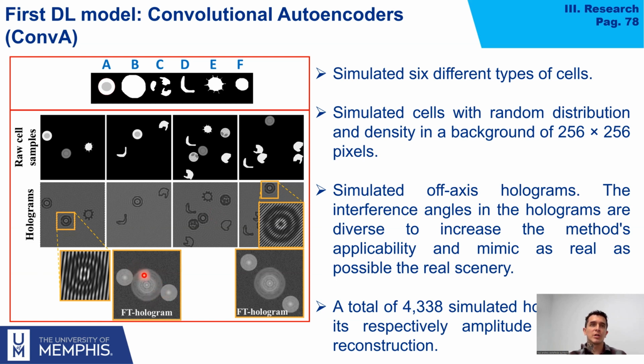In this Fourier transform, in the direction of this fringe, you can see that there are different inclinations between the interference of the object beam, and a total of 4,300 holograms and their respective phase reconstruction images were obtained for the simulated data set.